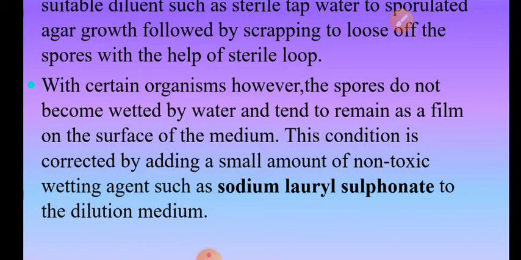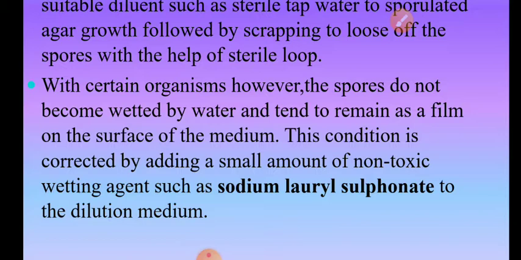Spores of fungi and actinomycetes are supposed to be given pre-germination in a medium, and for that you take a sterile diluent like sterile tap water, put it in the test tube of the spores, and scrape the spores. The spores will get wetted or mixed with the diluent, and then you can pour it into the inoculum buildup medium. But there are certain organisms whose spores do not get wetted by the diluting agent and they float on the surface of the liquid.